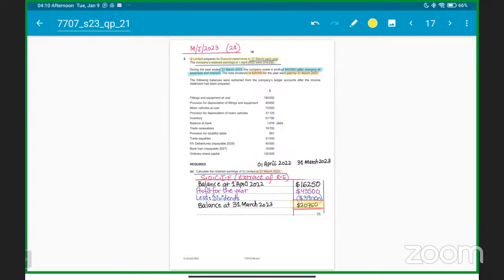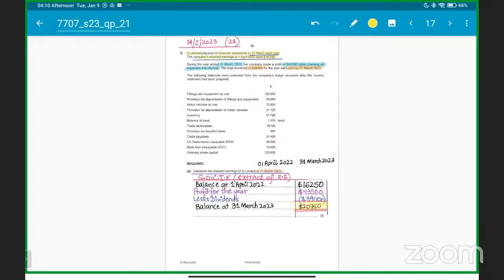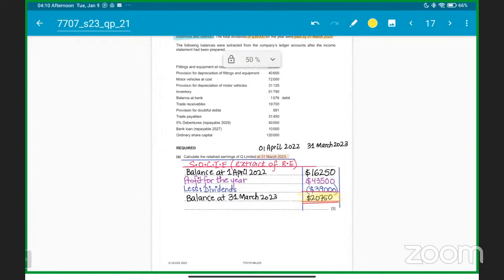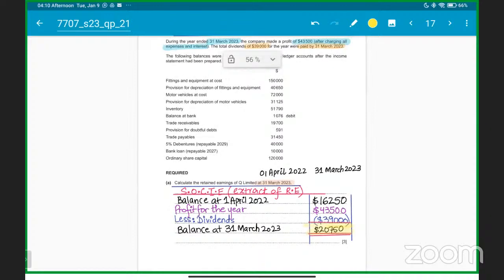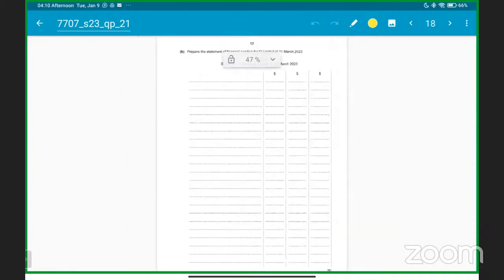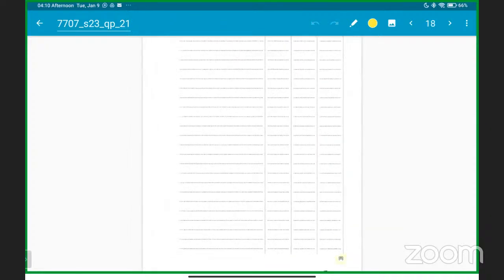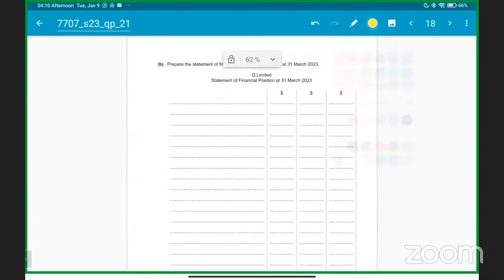So we need to understand that in retained earnings, the profit for the year is added and dividends are subtracted to reach the closing balance for the year. And this is what we have to do next as well, in which we have to make an 8-mark statement of financial position for our company accounts. So make sure you learn the format here. If they ask you to make a statement of financial position for the company, you know how to make it.